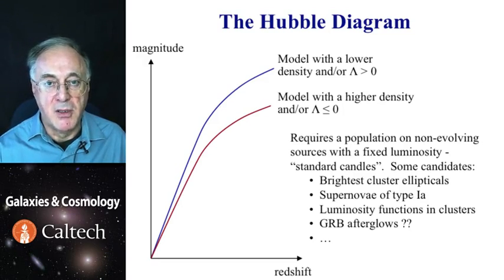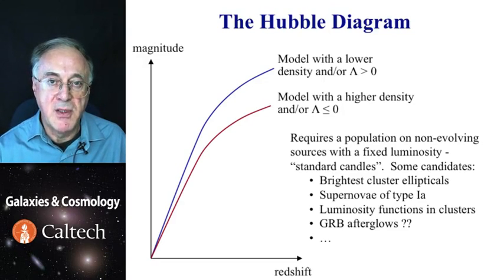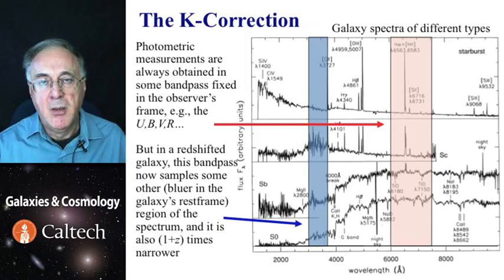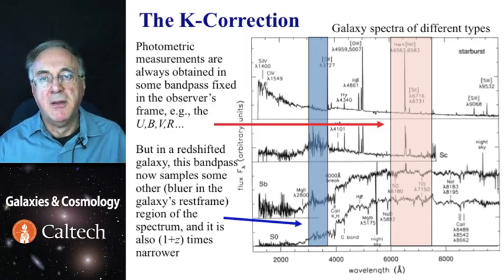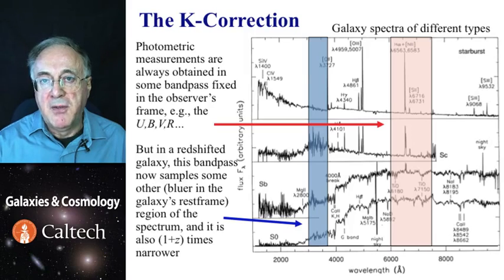And different models will have different curves in that diagram. In the past, things like brightest cluster galaxies were considered, but more modern renderings include supernovae or even gamma ray bursts. In principle, anything else that you can convincingly state can be standardized to a given luminosity can be used. But before you do this, there is an important correction that usually has to be made. We observe typically in a given filter, red filter, say, or visual filter, and so on.